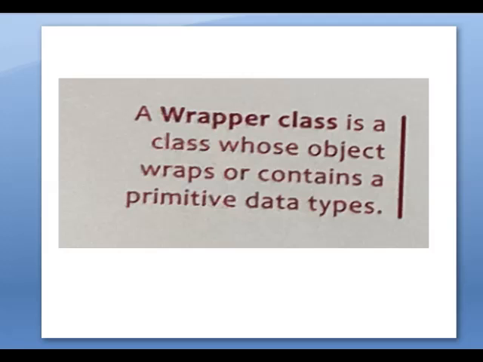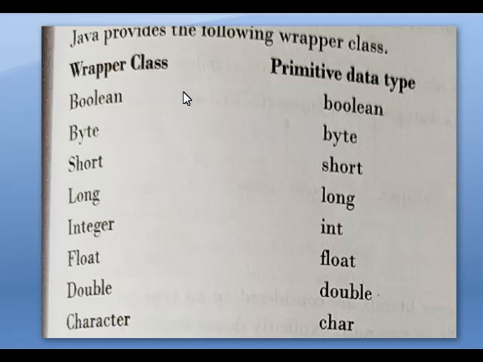Now we are going to see some wrapper classes in Java. Java provides the following wrapper classes. If the primitive type is boolean, with a small letter b, in the wrapper class the first letter is a capital letter, Boolean. Here byte, there also Byte, Short, Long, and int. Here in the primitive data type it is int, but in wrapper classes it is Integer. We have to write it as Integer.